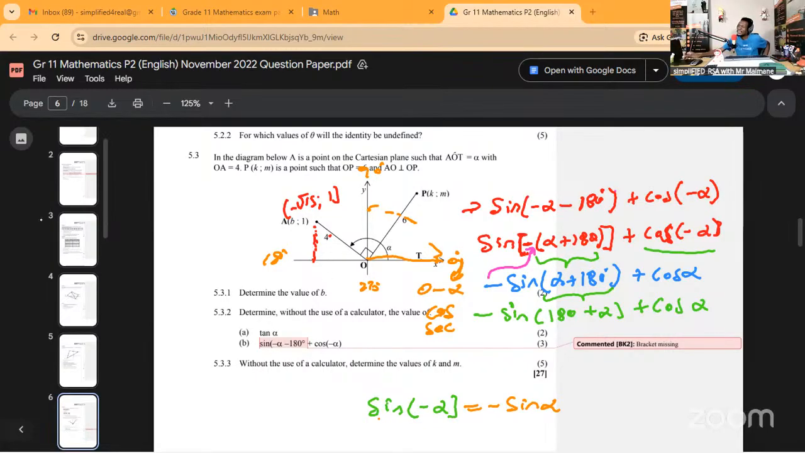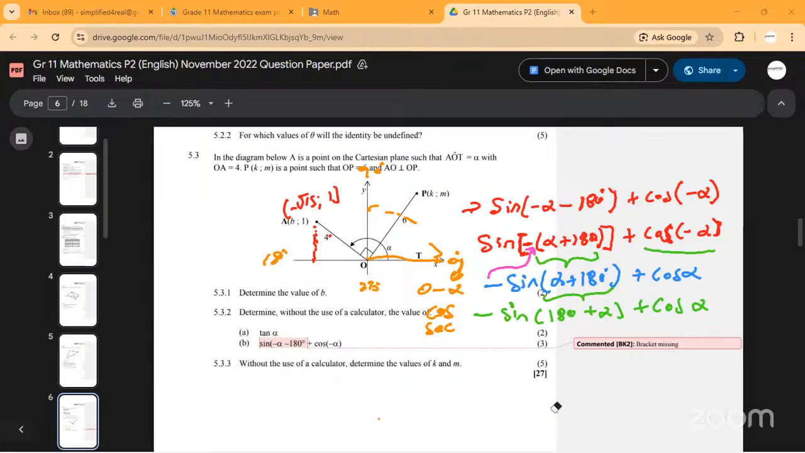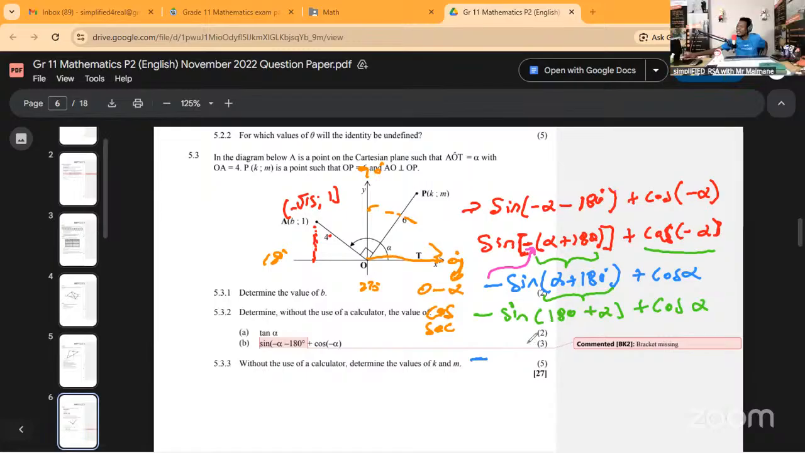In the third quadrant, is sine positive or negative? On the third quadrant, only tan and cot are positive. The rest are negative. So we have the negative that we have and the negative that came from the quadrant, plus cos alpha. As a result, we're only going to have sine alpha plus cos alpha, positive.